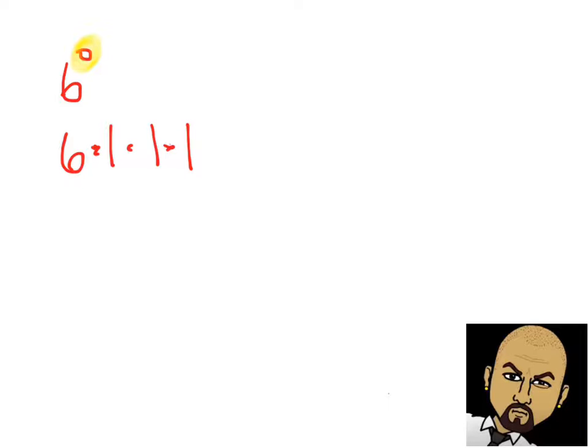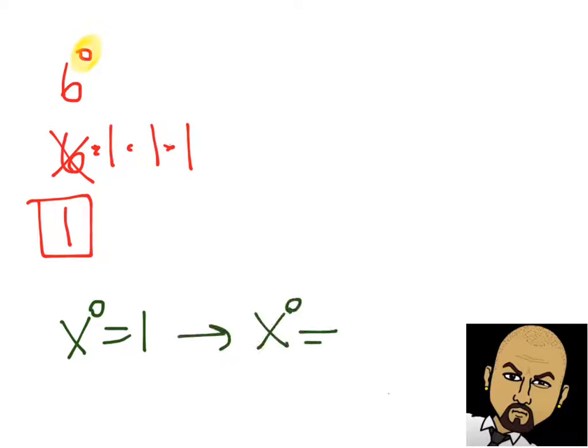1 is called the invisible factor because you can multiply anything by 1. But because you have an exponent of 0, there are no factors of 6. So really, you end up with 1 times 1 times 1. So any number raised to the power 0 is equal to 1. Okay, very, very, very important. X raised to the power 0 does not equal 0. A lot of kids say it is equal to 0, but it is not.